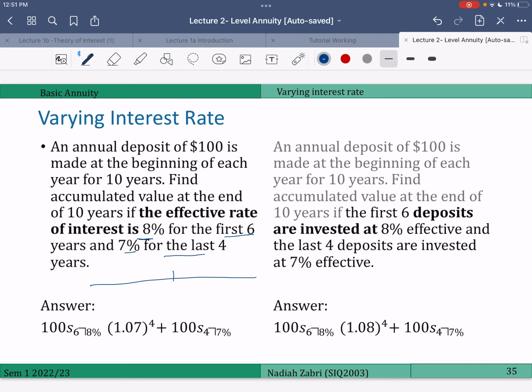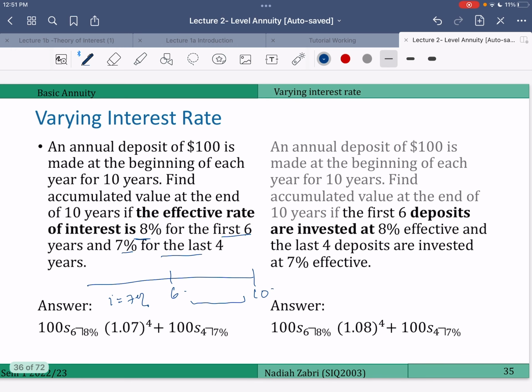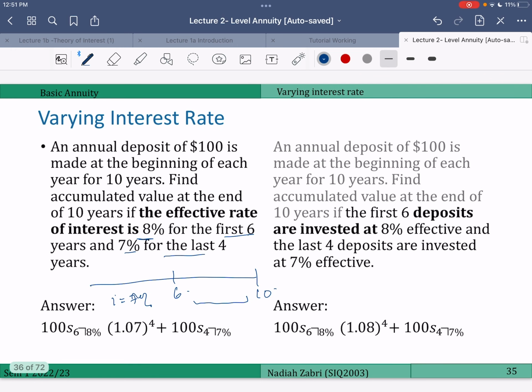Okay, so last 4 years. So you have 10 years total. For the first 6 years, the I is 8%, and the last 4 years, the I is 7%. Sorry, this one is 8%, this one is 7%.